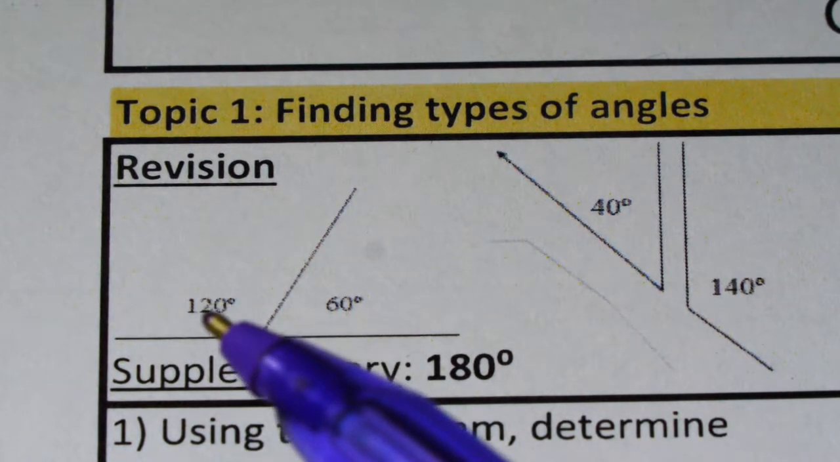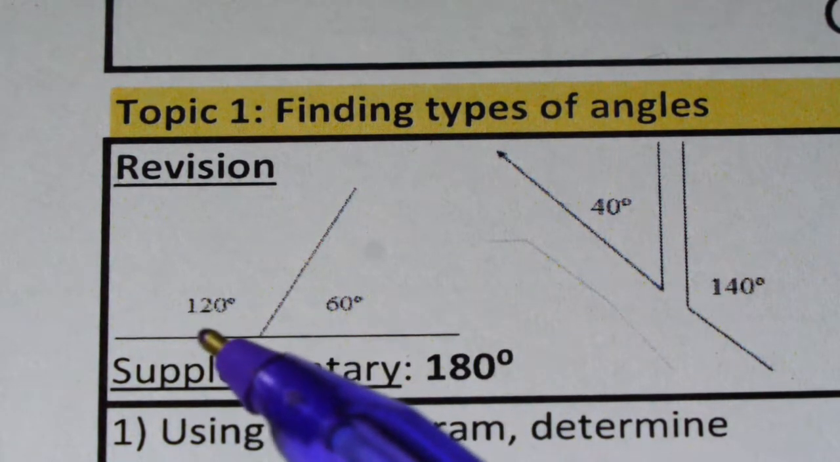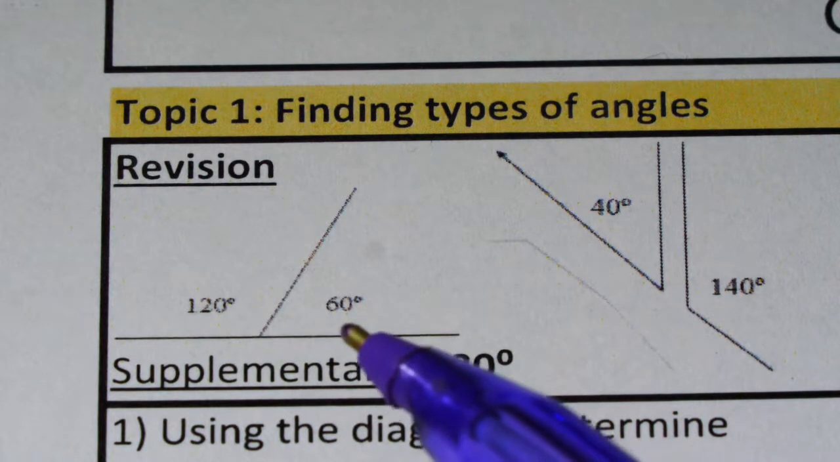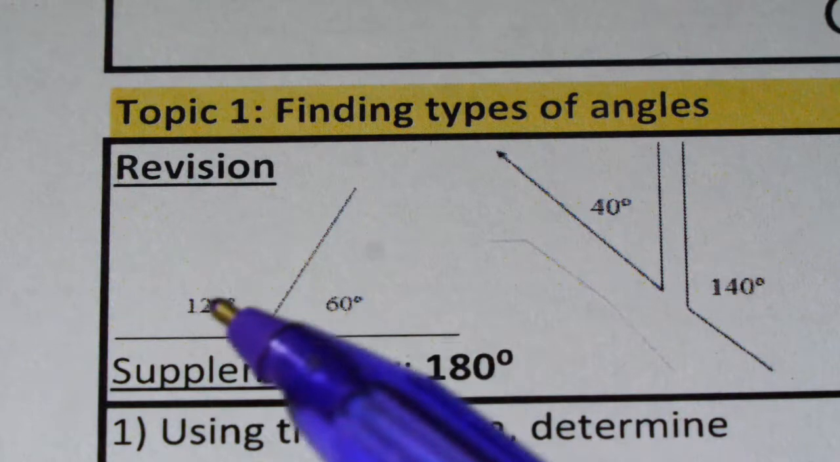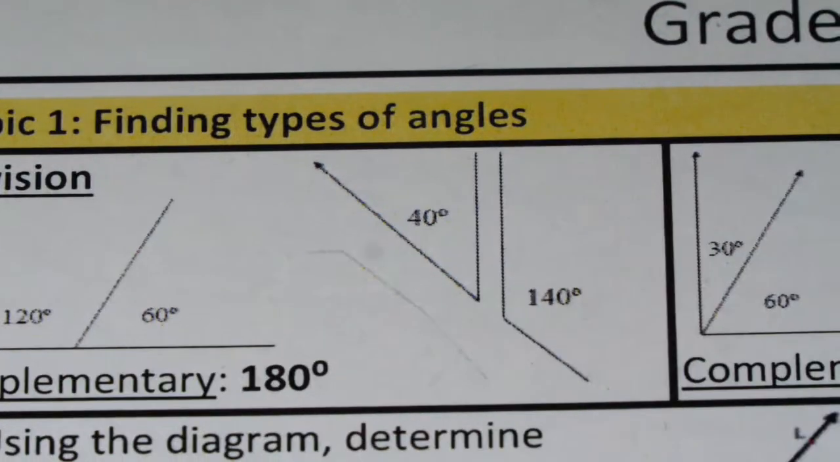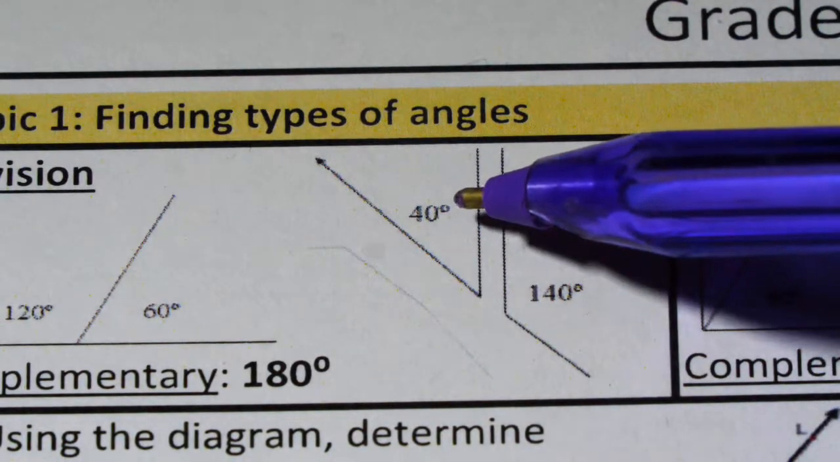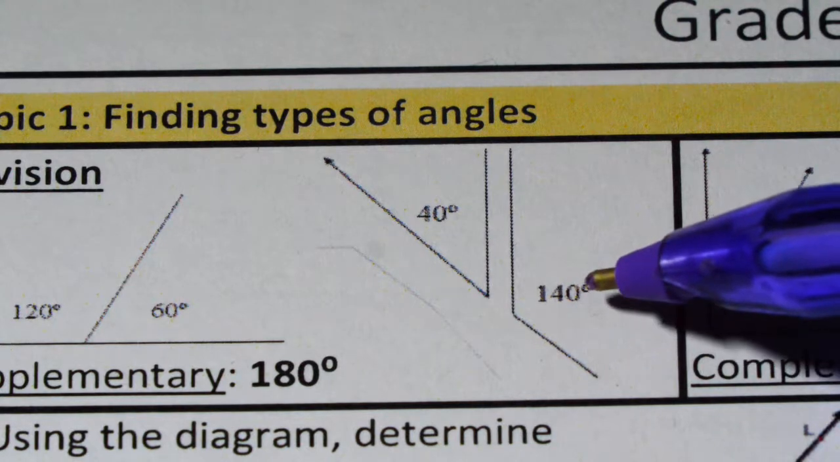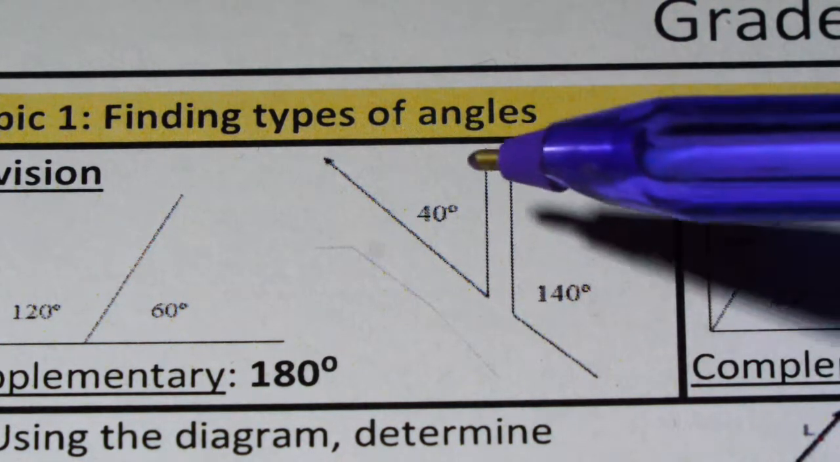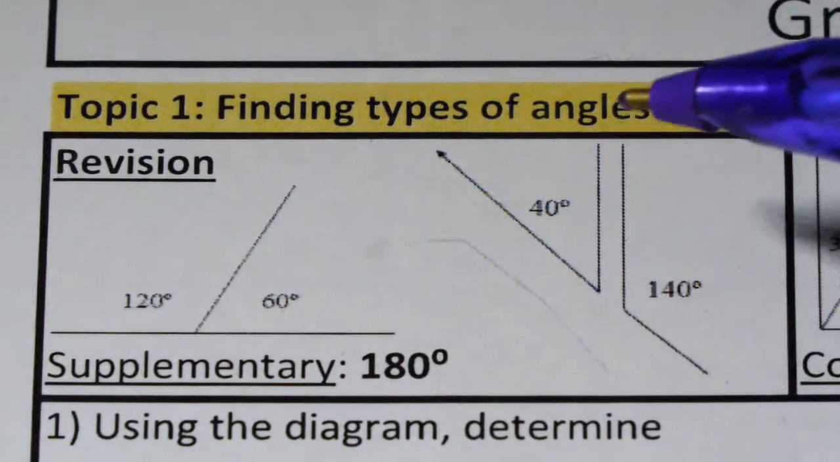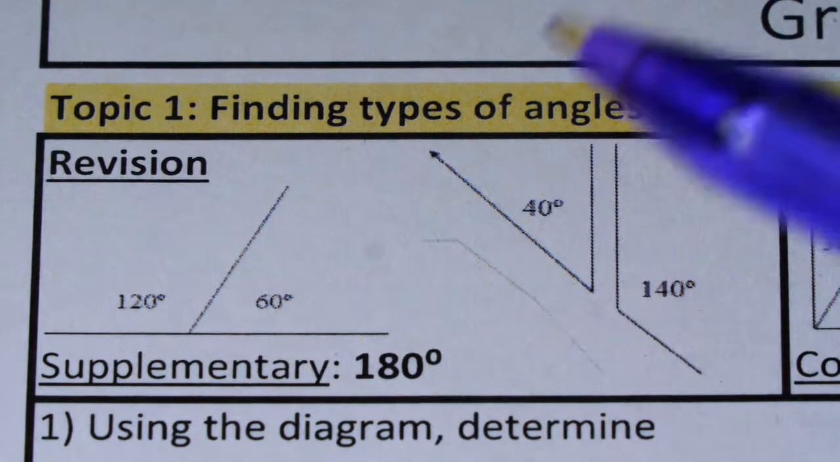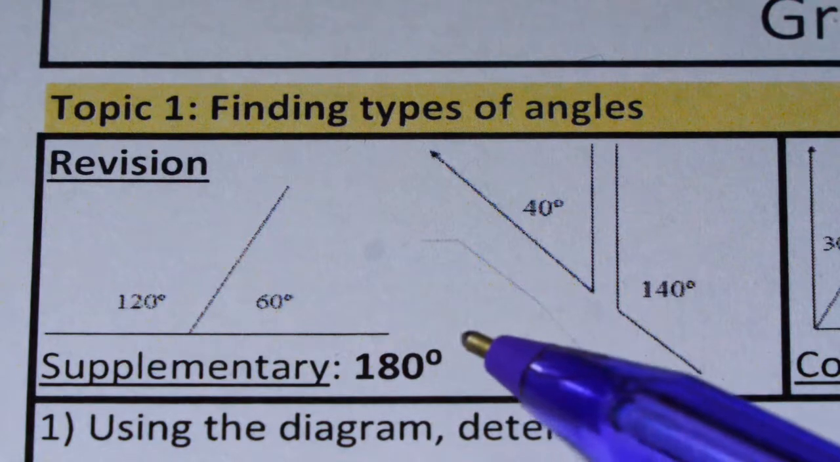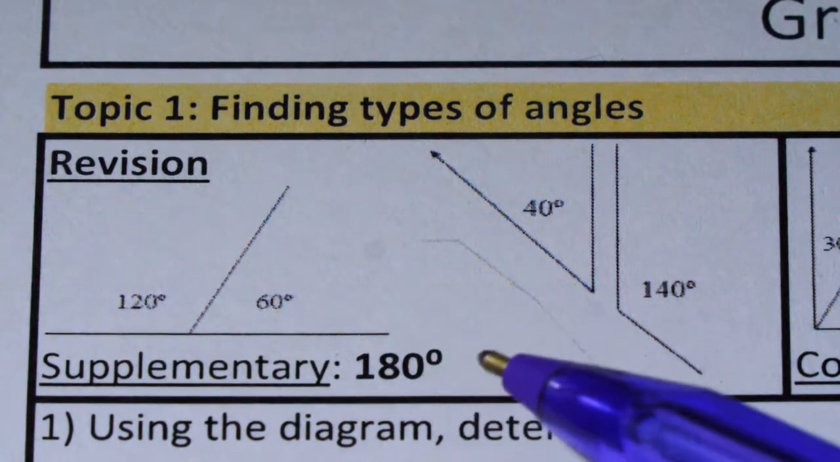So if we look at these two angles, 120 plus 60 makes 180. These two angles are supplementary. This angle is 40 plus 140, it makes 180. So these angles are also supplementary. Okay, so supplementary means the angles add to make 180 degrees.